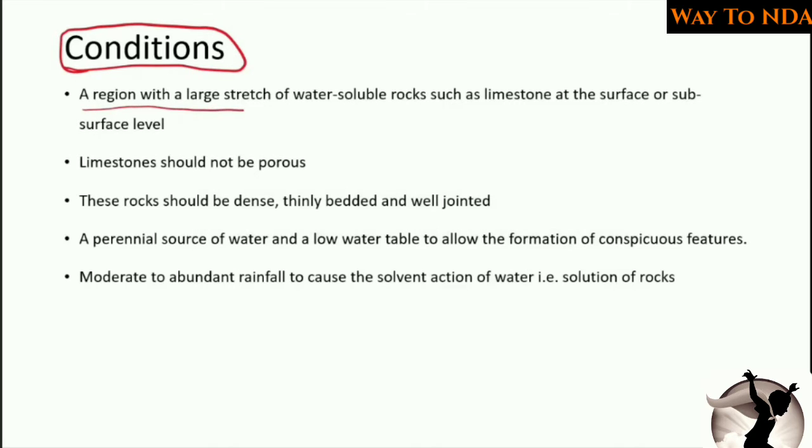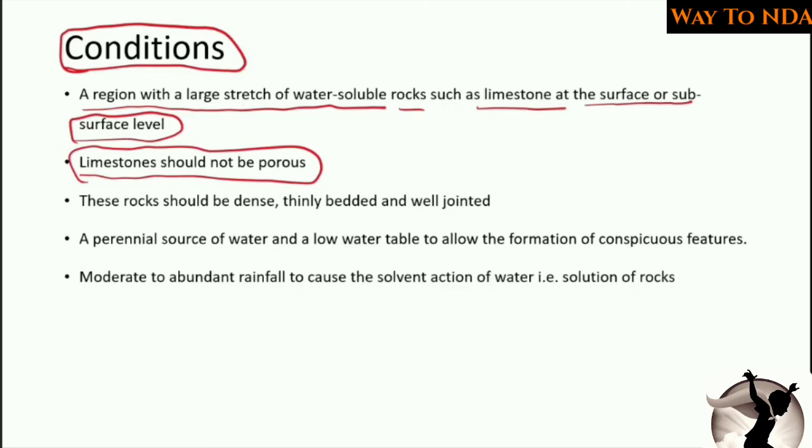A region with a large stretch of water soluble rocks such as limestone at the surface or subsurface level. So the first condition is that the region should consist of limestone, with rocks made up of limestone at surface or subsurface level. Now the limestone should not be porous. The water should not go away directly inside the rock. The rocks should be dense, thinly bedded and well jointed.